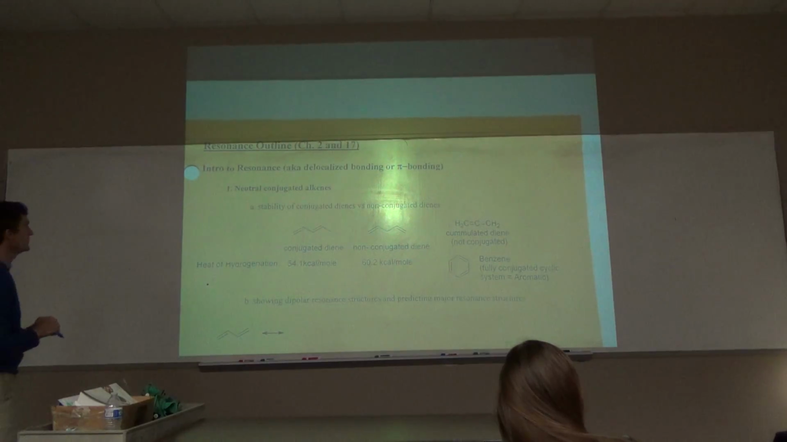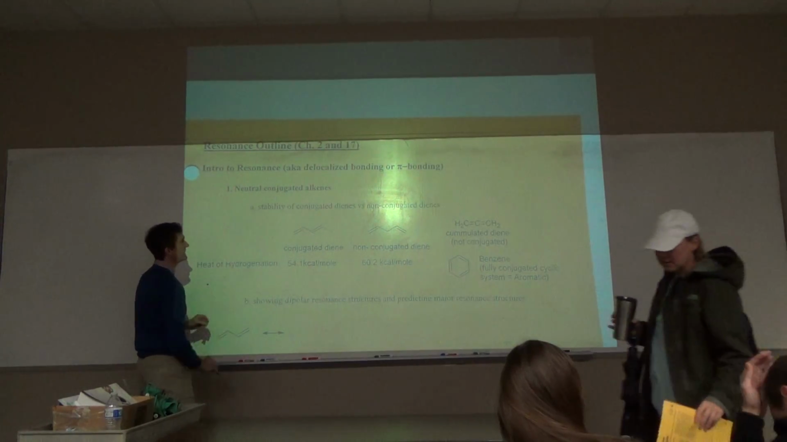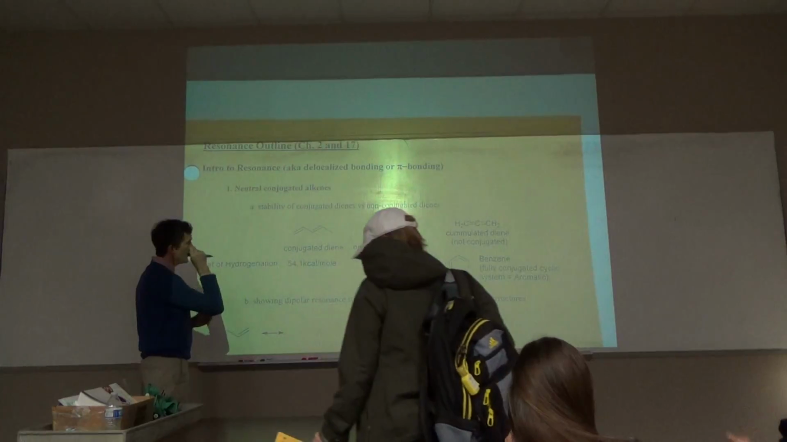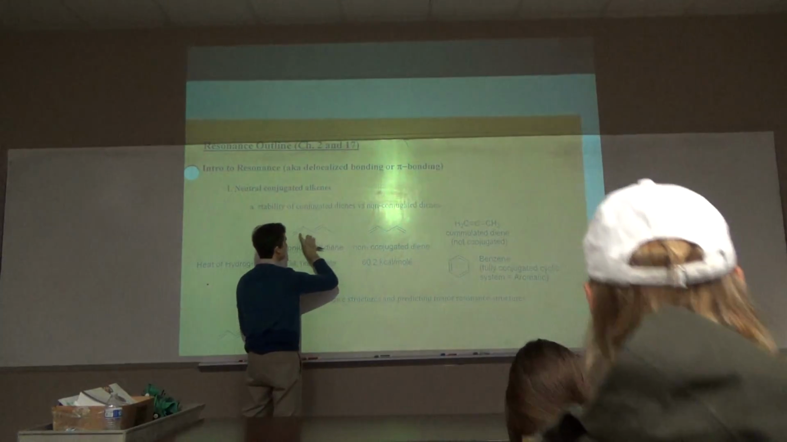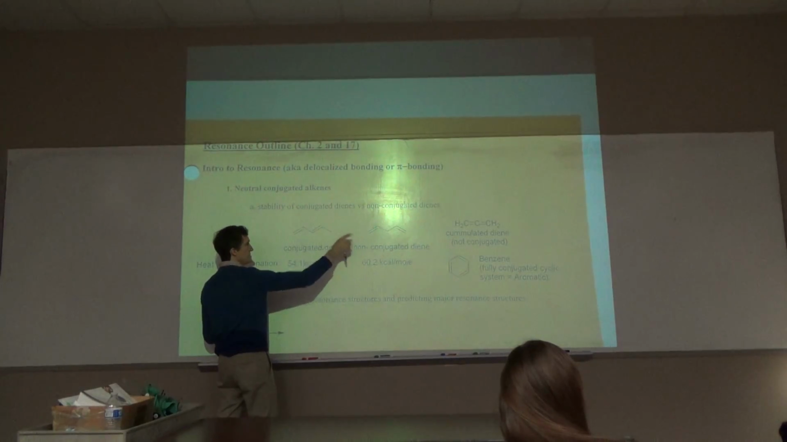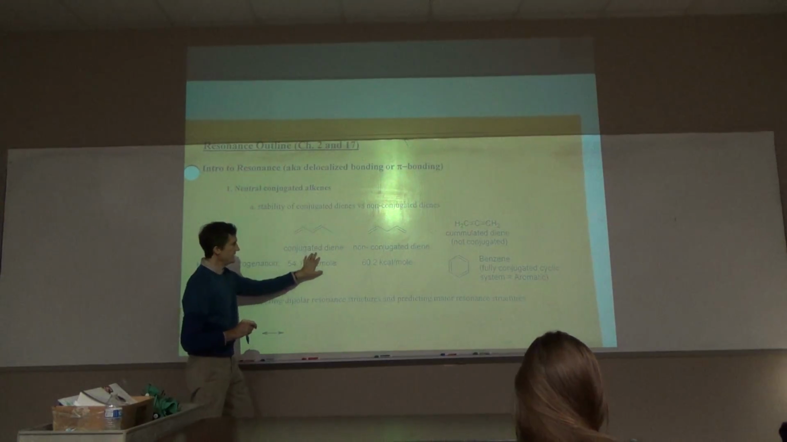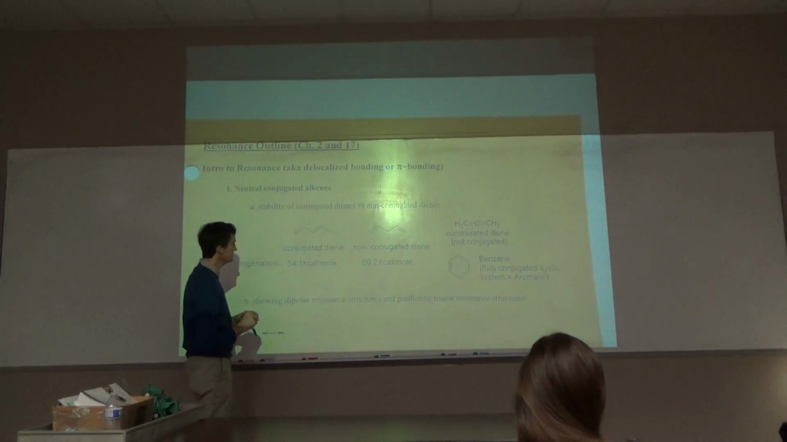Intro to resonance. Neutral conjugated alkenes. Two alkenes here, two dienes. We'll be looking at the chemistry of dienes moving forward. What's the difference between these two? This is a conjugated diene, this is a non-conjugated diene.